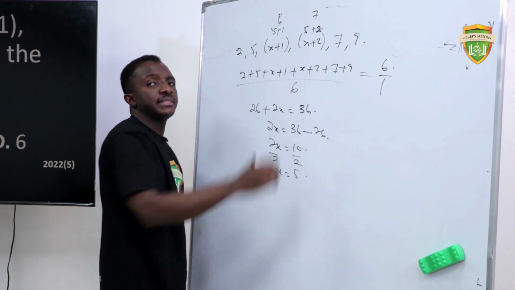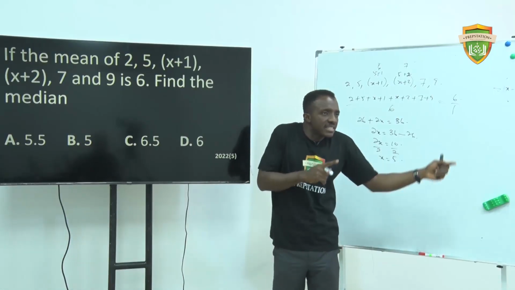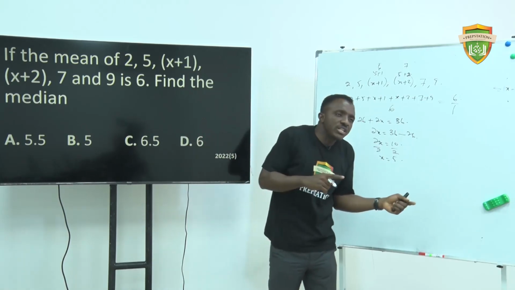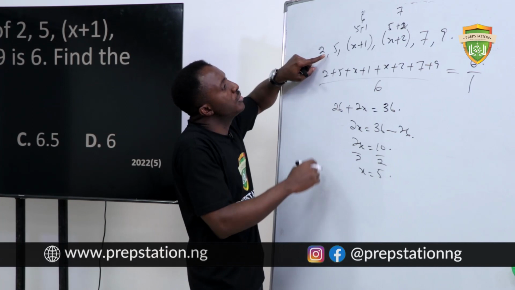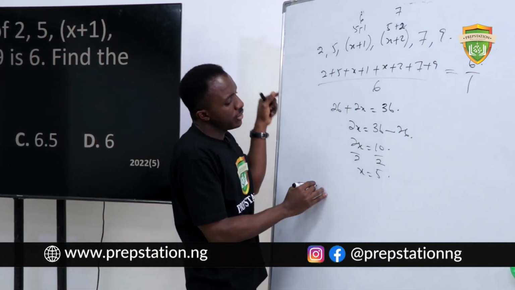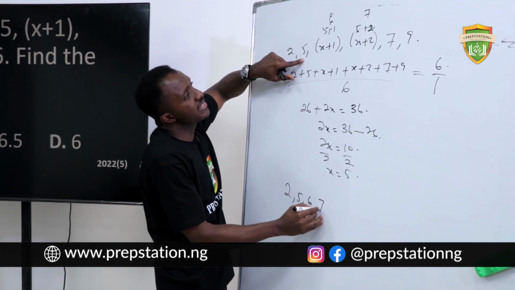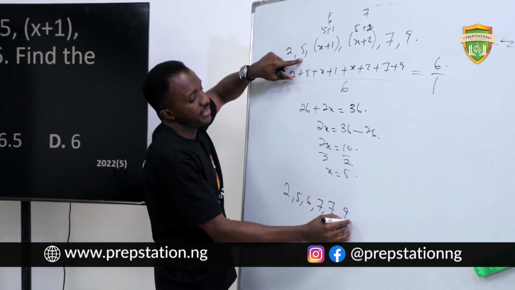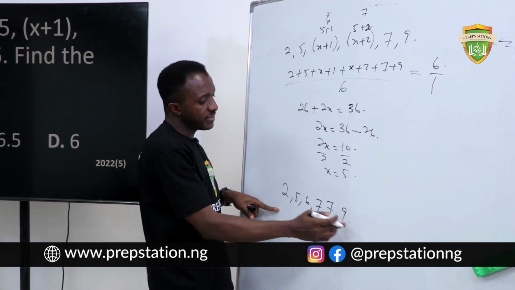Now for median, take note. We have to arrange the numbers, if you choose to do it in ascending order or descending order, but I'll advise you just do ascending order. So if this is 2, this is 5, this is 6, this is 7, this is 7, this is 9. So I'm going to arrange the number 2. The next is 5, and then there's a 6, there's a 7, there's a 7, and there's a 9. 1, 2, 3, 4, 5, 6.